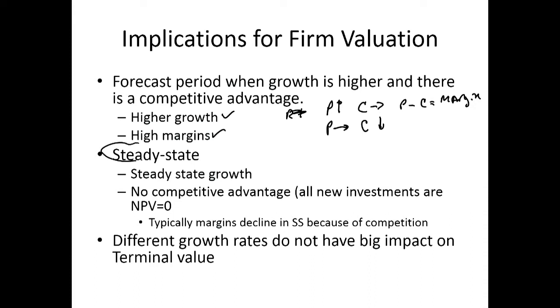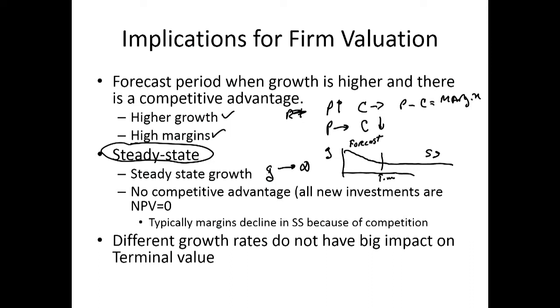Then we get to steady state. And as we talked about before, steady state growth is the growth rate forever. Typically we assume that if we think about this as growth, and this is time, the growth declines and then levels out, and this is steady state. This would be our forecast horizon where we forecast the individual free cash flows, and this would be our steady state.